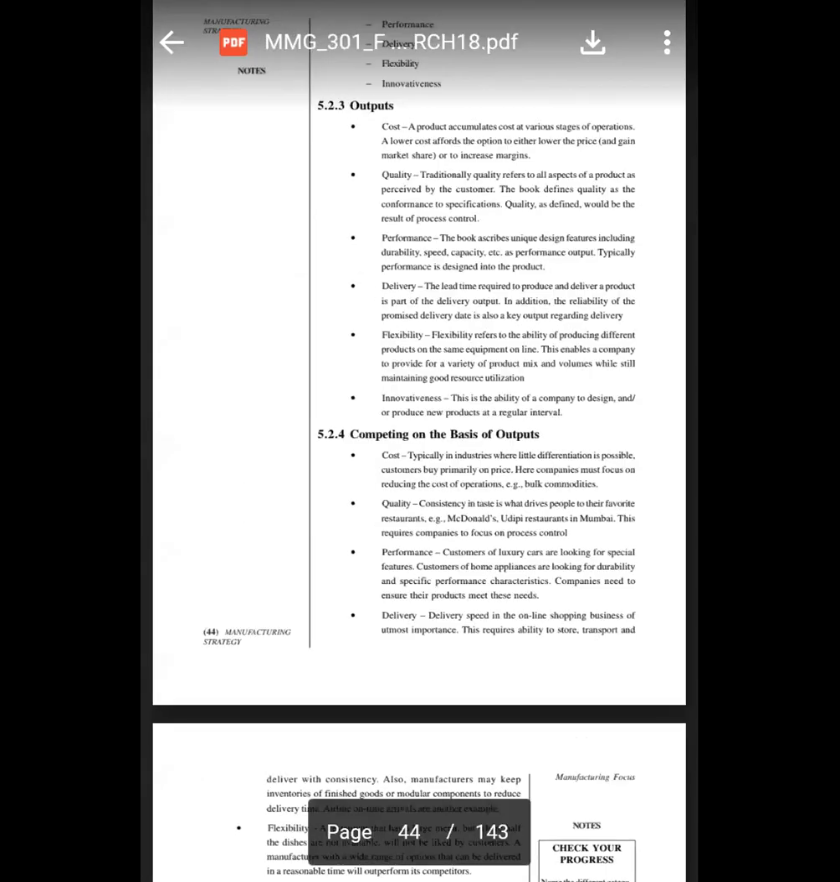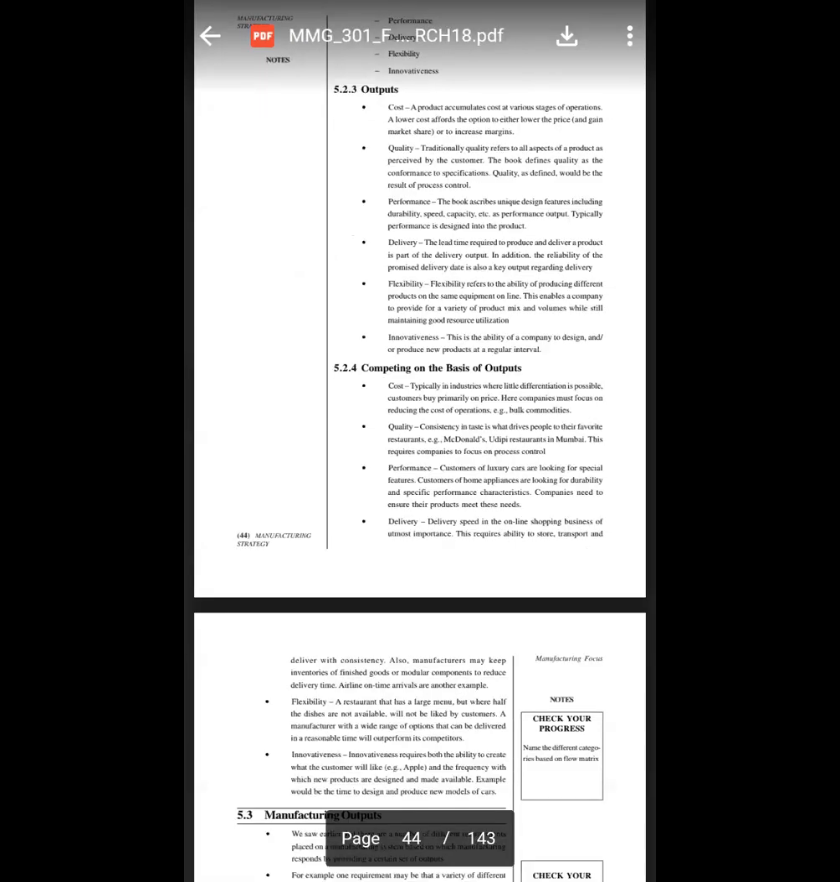Now, cost, a product's accumulated cost of various stages of operation. The lower cost affords the option of either lowering the price or increasing margin. Quality, traditionally quality refers to all aspects of the product as perceived by the customers. Performance, performance designed into the product. Okay, if your product is good, definitely, as I've given you the example, you will sustain for a longer duration of time.